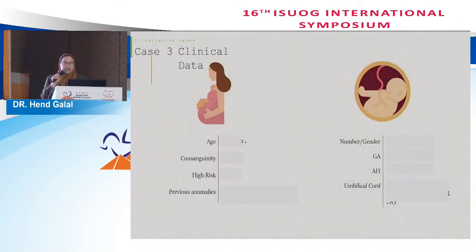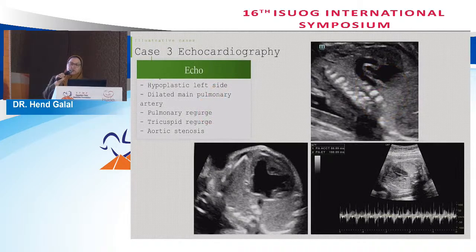As regard the third case, it is 38 years old with no consanguinity or high-risk disease and no previous history. The baby was female, 29 weeks gestation with normal amniotic fluid index with a single umbilical artery. As regard the echo, giving the picture of hypoplastic left heart syndrome, dilated main pulmonary artery, pulmonary regurgitation, tricuspid regurgitation, and aortic stenosis.